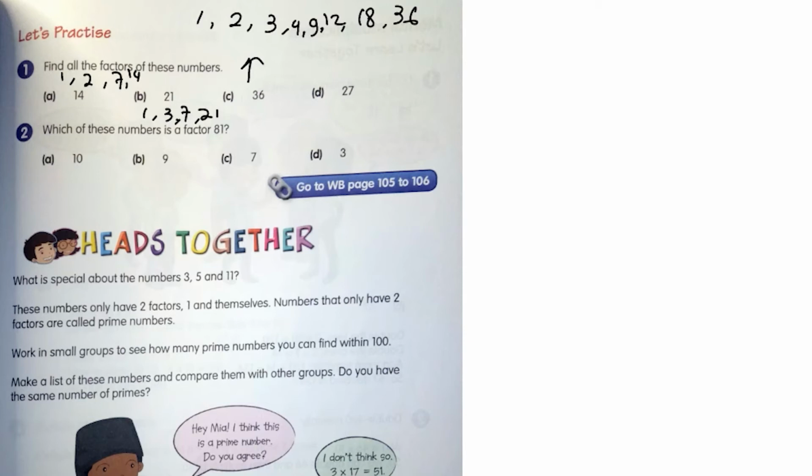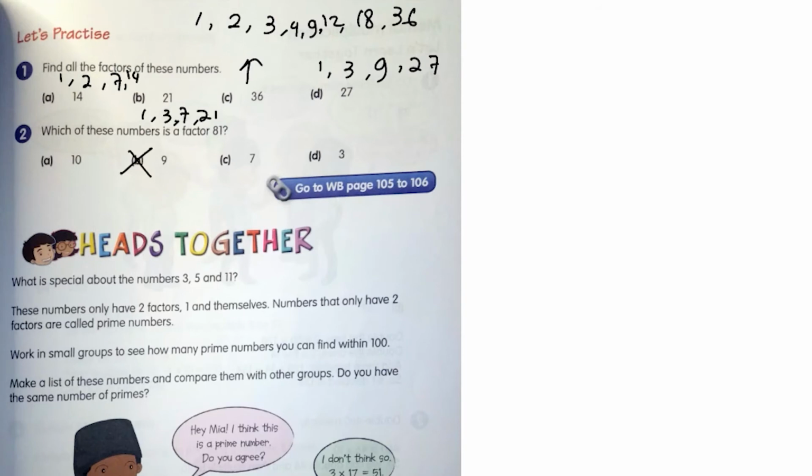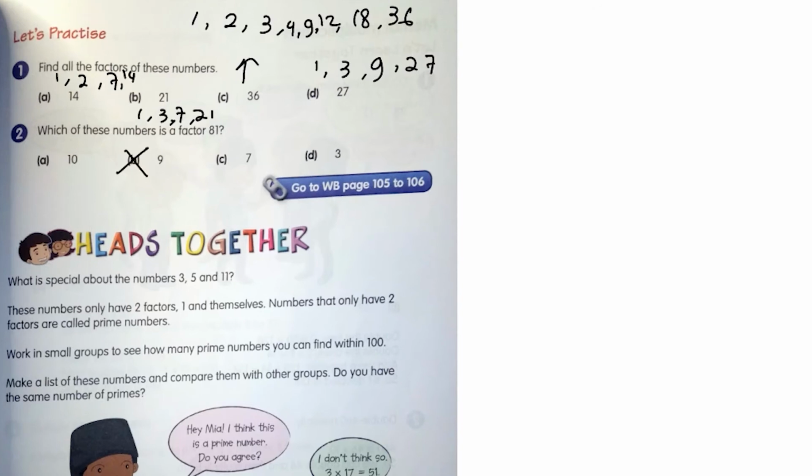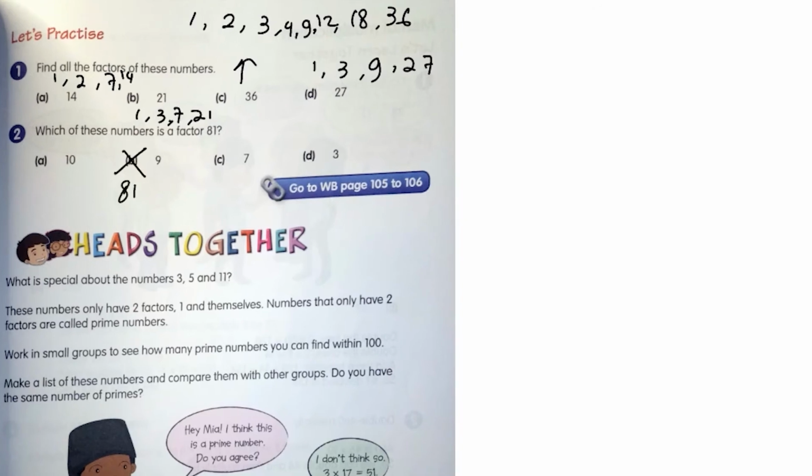Now D, 27. Of course 1 and 27. And 3 times 9. Okay. Number 2. Which of these numbers is a factor of 81? Of course, this. 9 times 9 equals 81, or 81 divided by 9 equals 9.